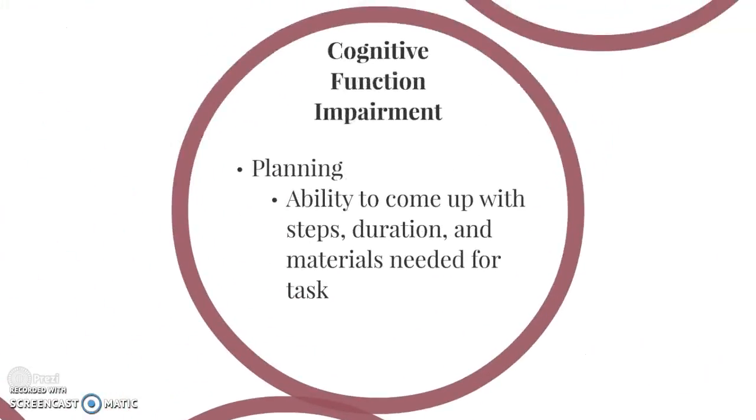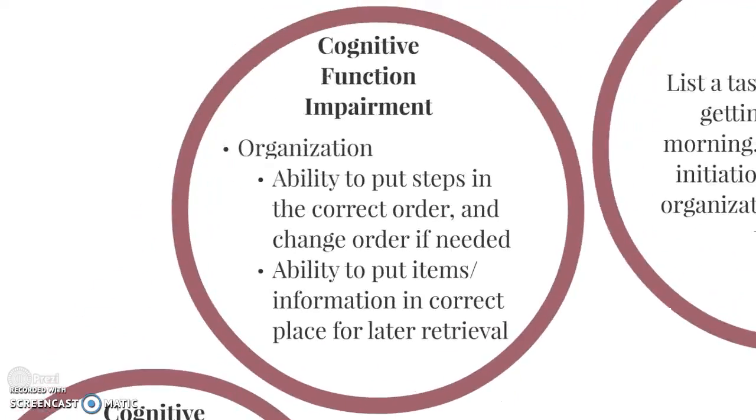Planning is the ability to come up with all the steps that are needed to complete a task, as well as know the duration of the task and any materials that will be used. Lastly, organization is the ability to put all the tasks or steps that are required in initiation and planning in the correct order and have the flexibility to change the order of the tasks if needed.